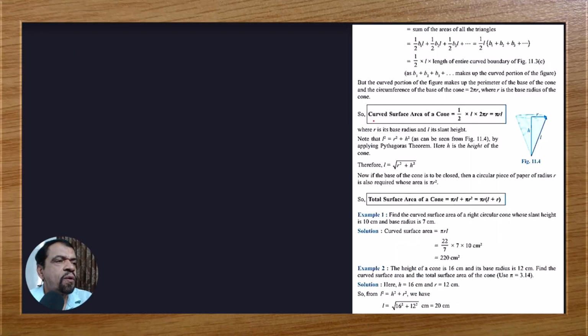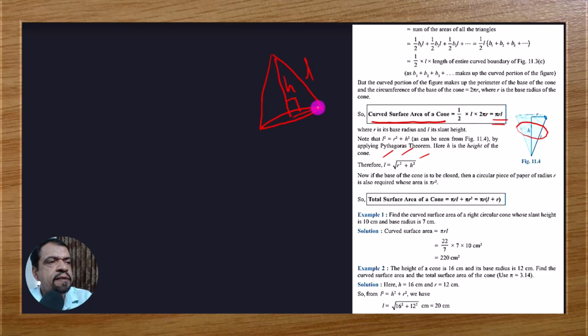Curved surface area. What is the meaning of curved surface area? This surrounding, excluding the base. This is the whole curved surface area. So pi r L is the formula of curved surface area, and the important relation between slant height, radius and height: L is square root of r square plus h square. In a cone, this is the straight height, this is the slant height, and this one is the radius. So using Pythagoras, L is equal to square root of h square plus r square.